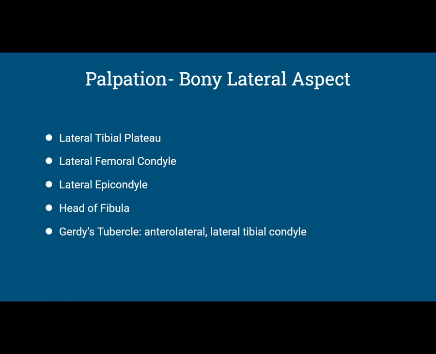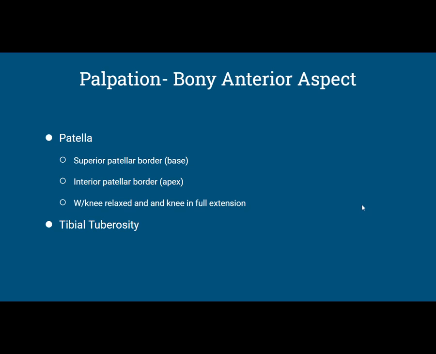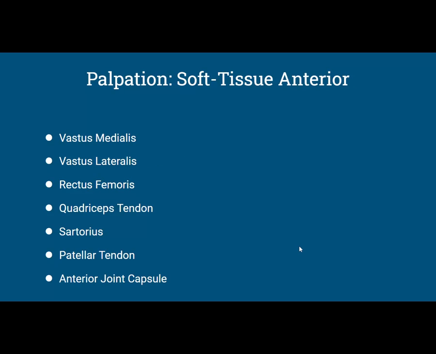On the lateral side, you want to check the lateral tibial plateau, lateral femoral condyle, lateral epicondyle, the head of the fibula, Gerdy's tubercle, and anterior lateral tibial condyle. If you don't remember where those are, use your anatomy worksheets and coloring to remember where those are, as well as be able to identify them on someone. When you're looking at the patella, there are components to the patella. There's the superior patellar border, the base, and the inferior patellar border, which is the apex, basically the pointy part. When the knee is relaxed and in full extension, it's the easiest way to palpate the patella. You also want to look at the tibial tuberosity. That's the bump right below the patella.